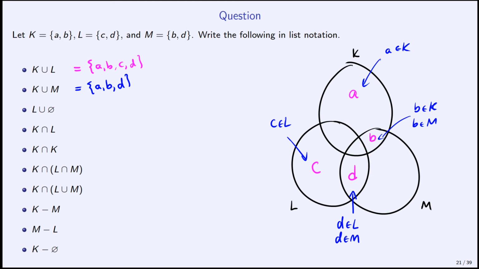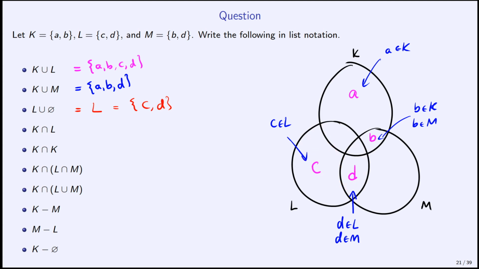Okay, let's do L union the empty set. Well, the empty set has nothing in it. So when we take L union the empty set, so things in L or in the empty set, really this is just the same thing as L, because the empty set isn't adding anything. So this is just the set containing C and D. And on our Venn diagram, we can just highlight everything that is L, and everything in those highlighted regions are in there, so just C and D.